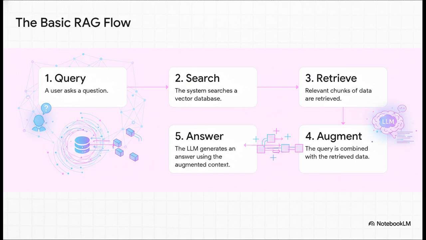It all starts when a user asks a question. That's the query. Then, the system searches a special kind of database, one that's built to find things based on meaning, not just keywords. It then retrieves the best pieces of information. It augments the original question by tacking on that retrieved info. And only then, with all that context, does the LLM generate the final answer. It's simple, it's elegant, and it is seriously powerful.